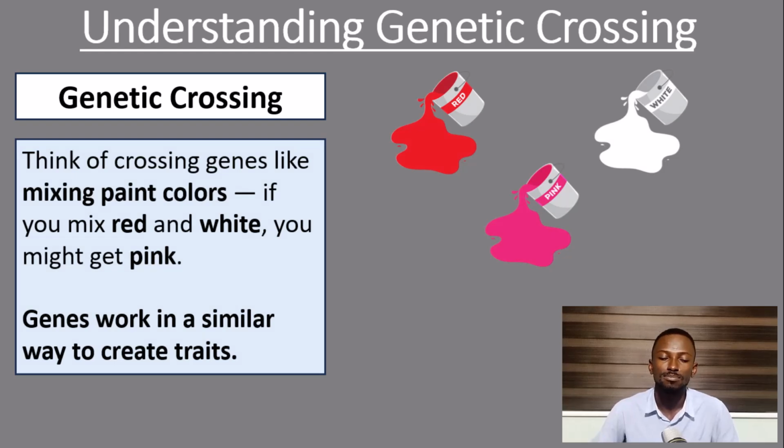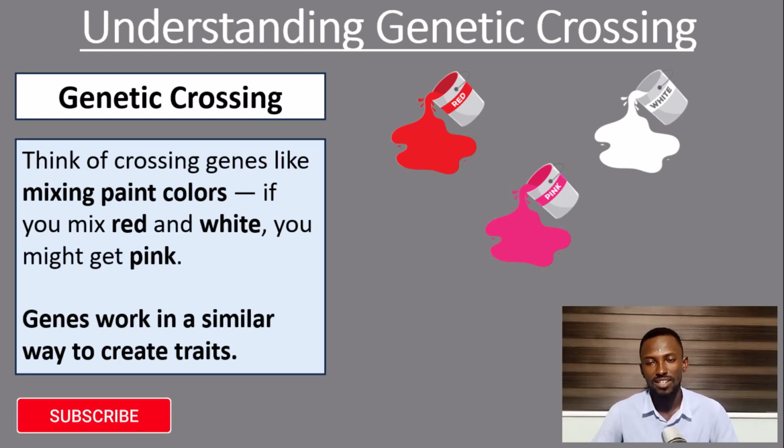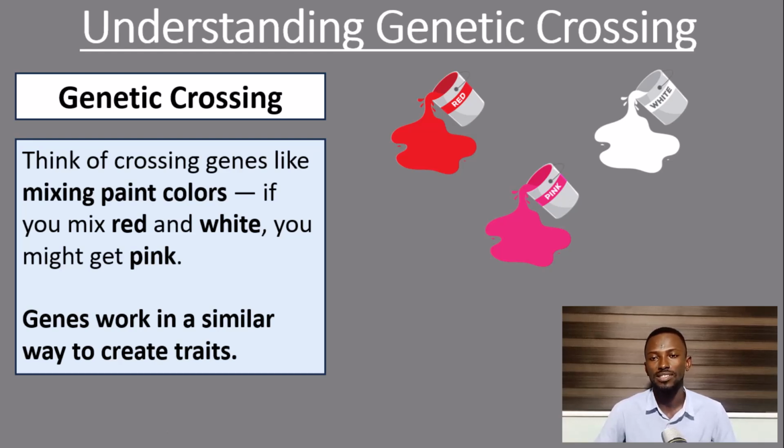And genetic crossing can be compared to mixing of paints. Imagine having a red and white paint. If you mix them together, you will get a pink paint. So the red and white are more like the parents, and the pink is like the offspring. So genes also work in similar ways to create traits. So we have genes from parents, and there are two parents. So when they mix together in specific patterns, they form unique traits in their offspring, just like mixing red and white paints to form a pink one.